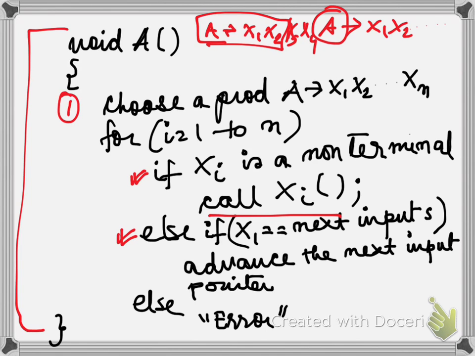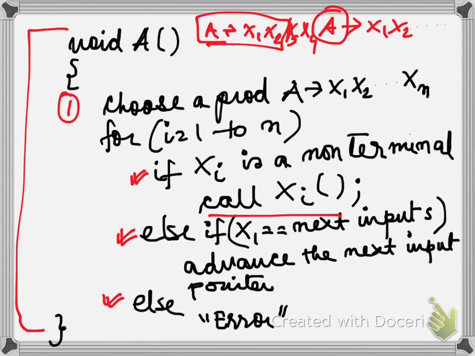Now if it is neither a terminal nor a non-terminal, then it is an error. That means I have tried to match, I did not get a terminal, nor did I get a non-terminal. So this means that it is an error. In that case, I have to come out and exit and say that parsing is not possible.